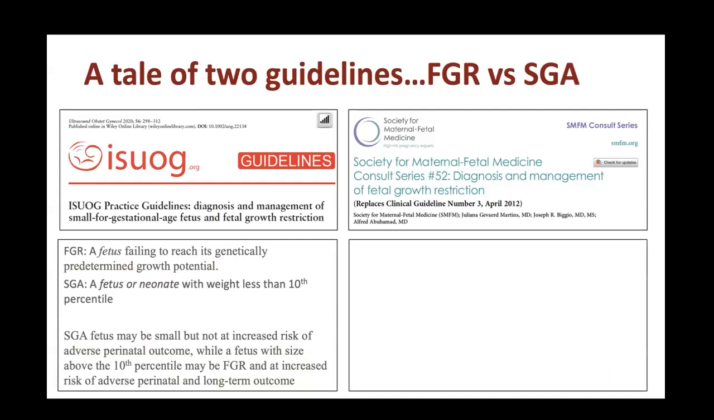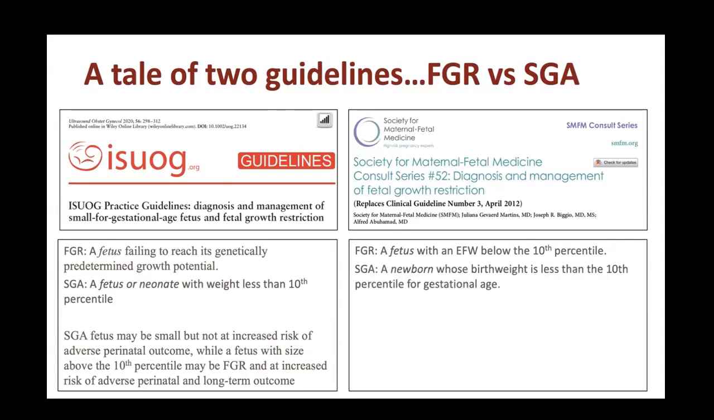And then we compare that with SMFM, and according to SMFM, FGR is not this philosophical definition. It's really a fetus with an estimated fetal weight less than 10th percentile. So almost incorporating that SGA from ISUOG, whereas SGA is a newborn. So according to SMFM and ACOG, the difference between FGR and SGA simply has to do with whether or not you're talking about prenatal or postnatal.